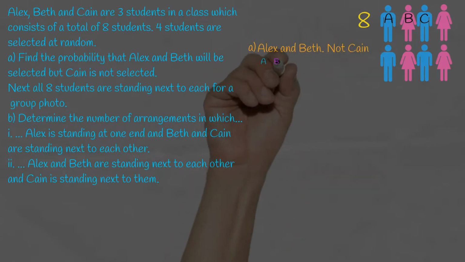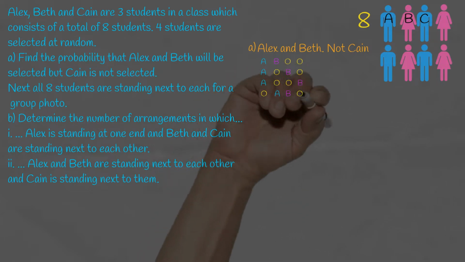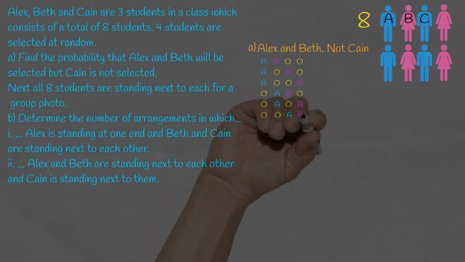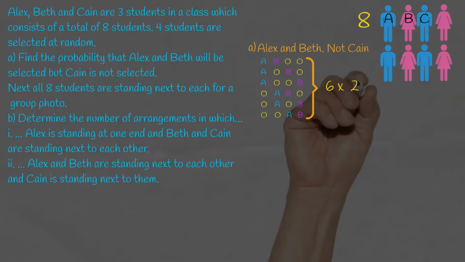Next we can write down this table showing how many ways we can pick 4 people where Alex and Beth are included. As you can see, there are 6 ways to organise Alex and Beth, but you times it by 2 because they could be swapped the other way round. We could have Beth first and then Alex.